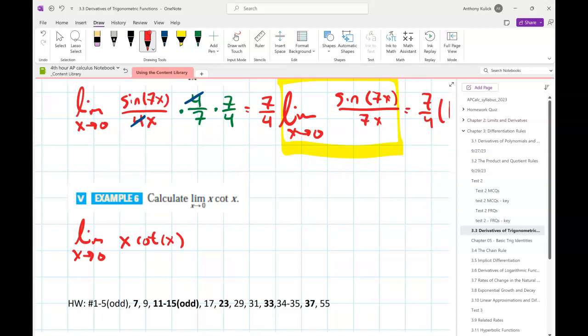Again, what happens if I do direct substitution? 1 over 0. I get 0 times infinity, or plus or minus infinity? Yeah, indeterminate. So what are we going to do here to do this limit? The product rule? Nope, because we're not taking a derivative. We're trying to do a limit. Switch cotangent to cosine over sine? Yeah, let's do that.